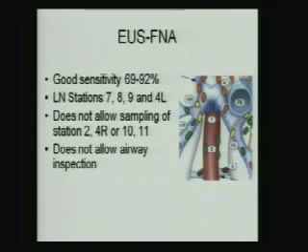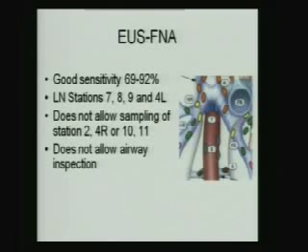Now, the advent of EUS-FNA showed us the advantage of real-time ultrasound guidance in improving the sensitivity of a minimally invasive procedure in sampling the mediastinal lymph nodes. It showed good sensitivity in the range of 70 to 92% for stations 7, 8, 9, and 4L. These are the stations accessible to EUS. They're surrounding the esophagus. However, it does not allow consistent sampling of station 2 and 4R, the paratracheal, or the hilar and peribronchial. And of course, it doesn't allow airway inspection.